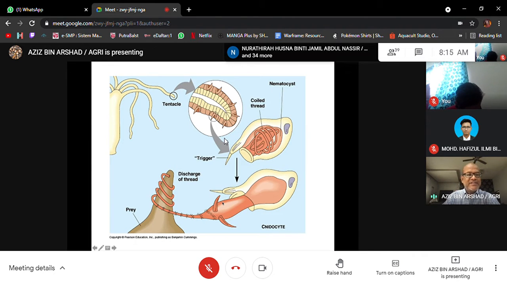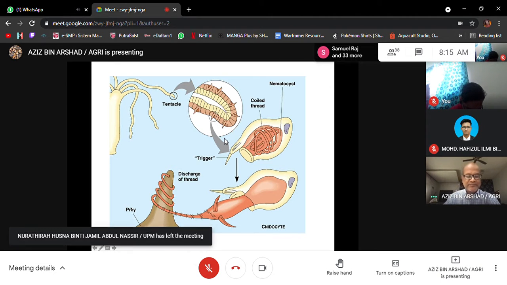So this is about the nematocysts found on the tentacles, and then when they shoot out, this is the prey. So this is the idea after research being carried out.